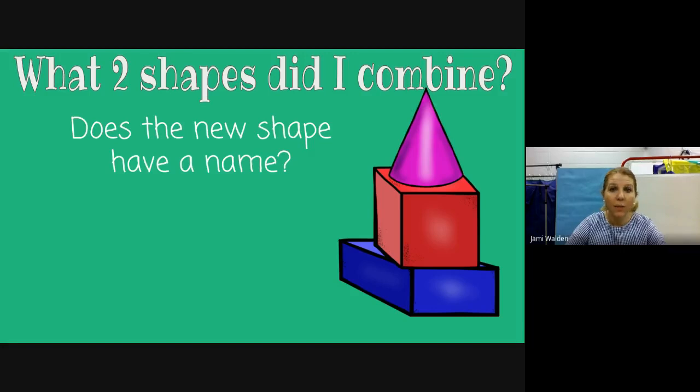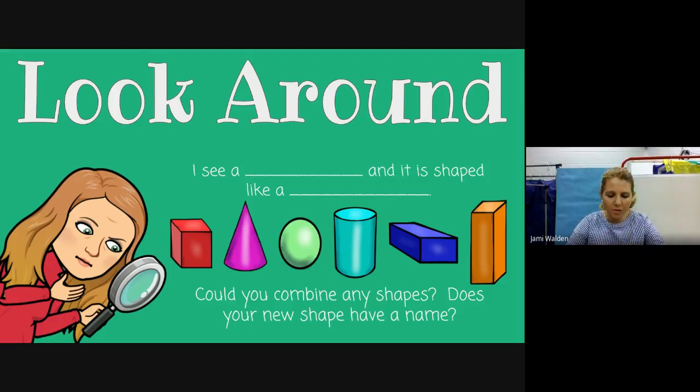All right, here I've combined three shapes. What three shapes do you notice? All right, on the bottom, it looks like we have a rectangular prism. Then we had a cube in the middle. And on top, a cone. So in this case, we combined three 3D shapes to make a larger composite shape. Does it have a name? No.